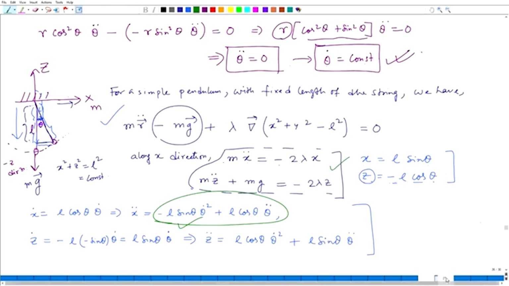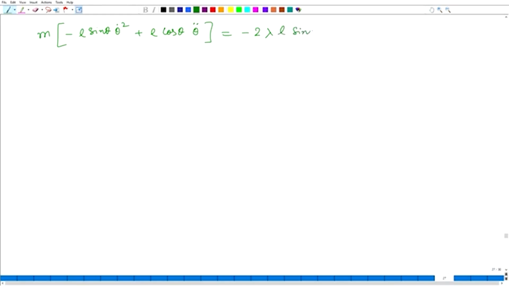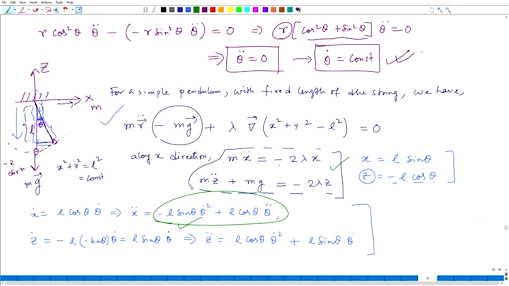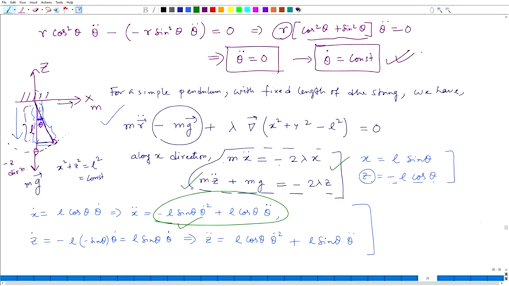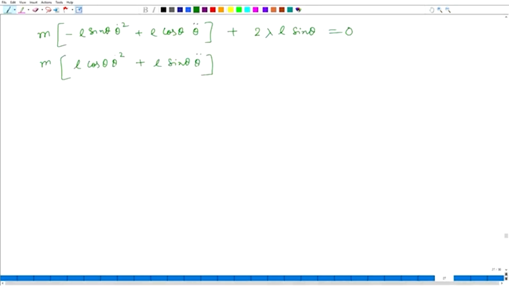So, x is L sin theta, okay. I can actually write just like this, plus this equal to 0, okay. What will be the equation for z? Okay, m z double dot. So, z double dot is this thing, m, L cos theta, theta dot square, plus L sin theta, theta double dot, okay. So, both the terms they have the plus sign.